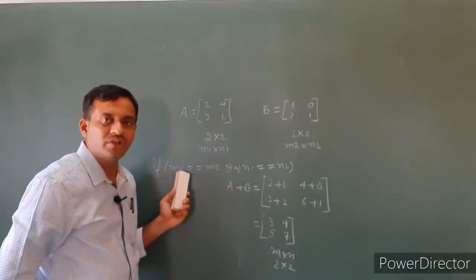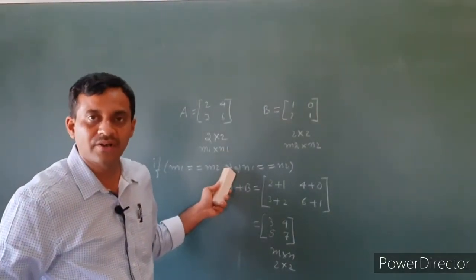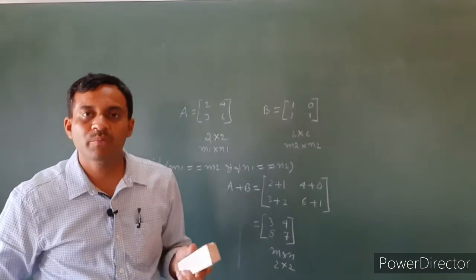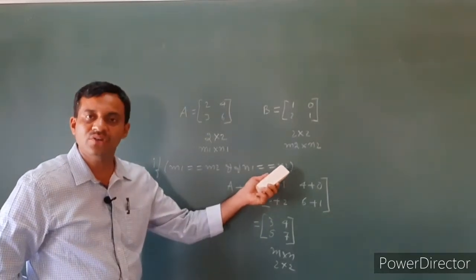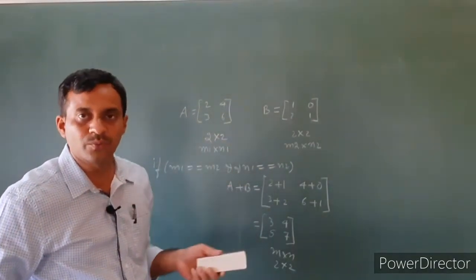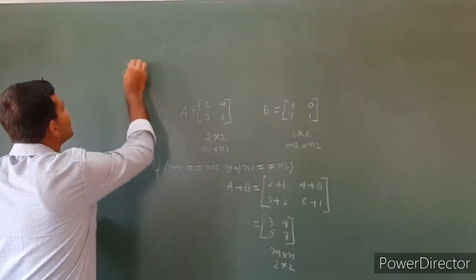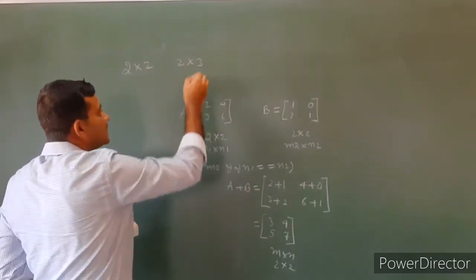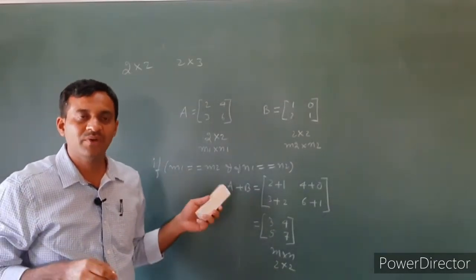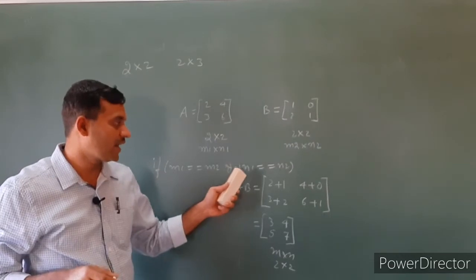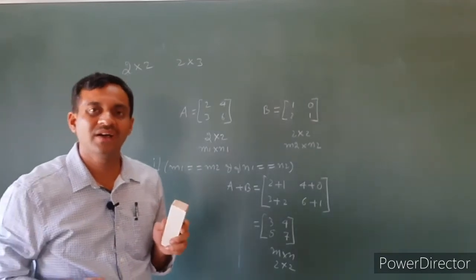That is the condition: M1 is equal to M2, and here we use the logical AND, because logical operators are used to combine two or more expressions. Here is expression 1, then here is expression 2, N1 is equal to N2. If both conditions are true, then we add the matrices. Assume the first matrix order is 2 cross 2 and another is 2 cross 3, then these two matrices are not compatible. When M1 is equal to M2 and N1 is equal to N2, if it is true, then the two matrices are compatible for addition.